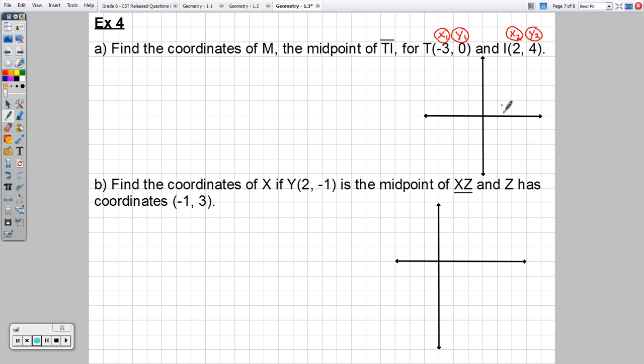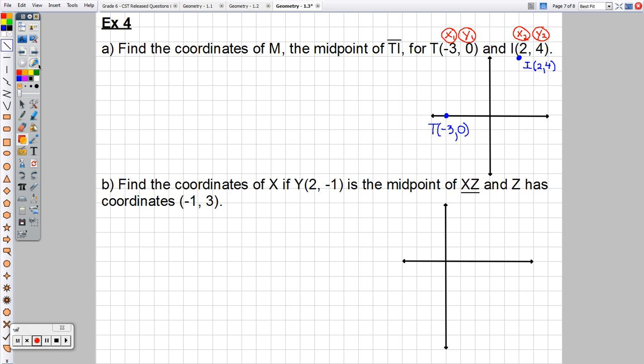Let's plot those points on this graph. This is here to help us figure this out. So -3, 0, that's T, and 2, 4 would be up here. 2, 4, that is I right there. So this is I at 2, 4. And this is T at -3, 0. So it looks like our midpoint is going to fall somewhere about here, I would say. I can't tell exactly where it is right now, but I'd say right about there. So it's halfway in between the x values and halfway in between the y values.